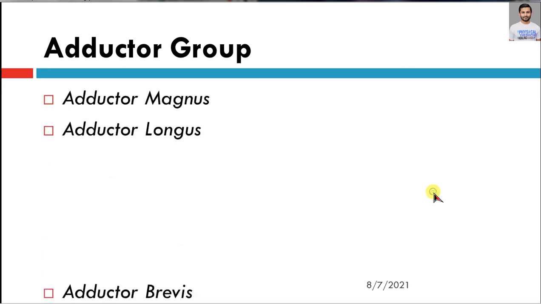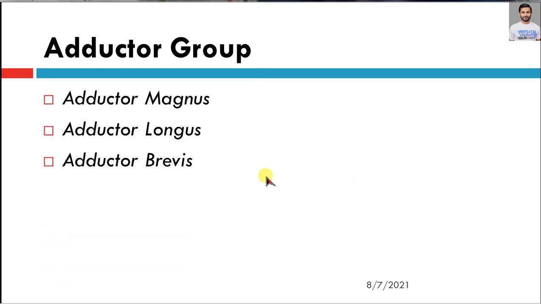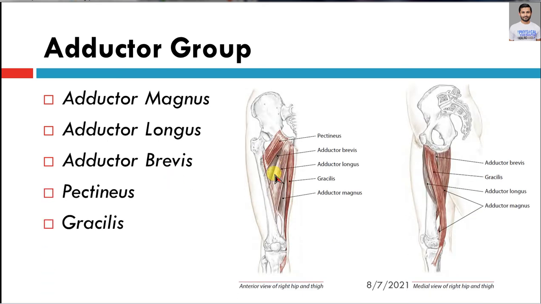For the adductors, we have adductor magnus, adductor longus, adductor brevis. Pectineus is also an adductor, and gracilis is also. So pectineus is a small muscle, then the gracilis is a bit larger, and the rest of the adductors, brevis, longus, and magnus, are the other adductors.